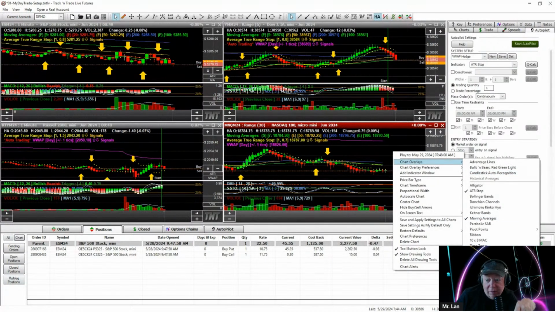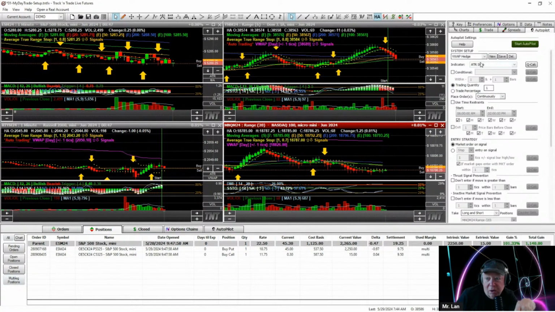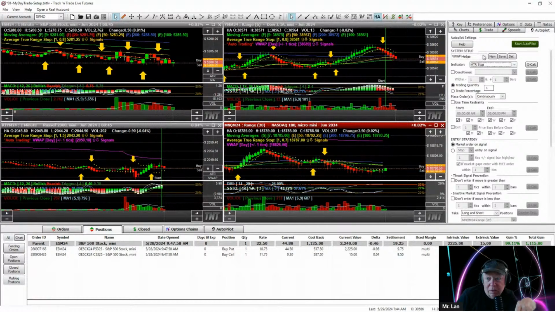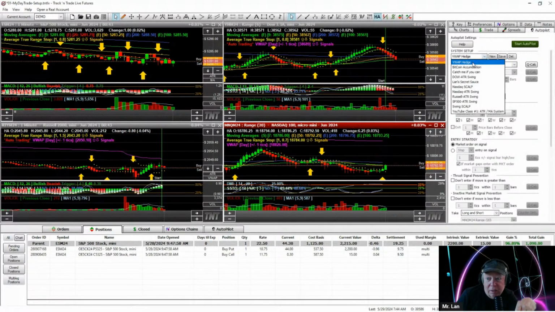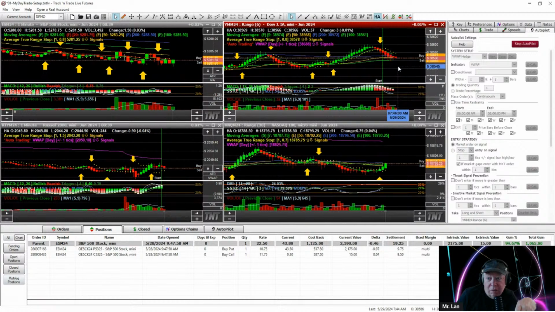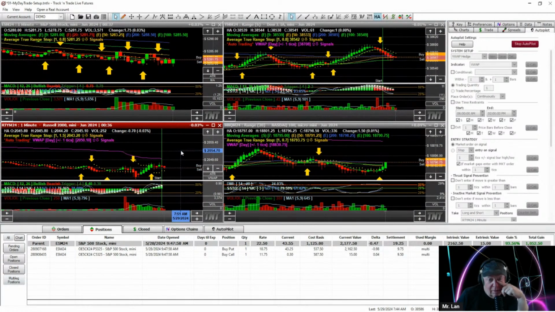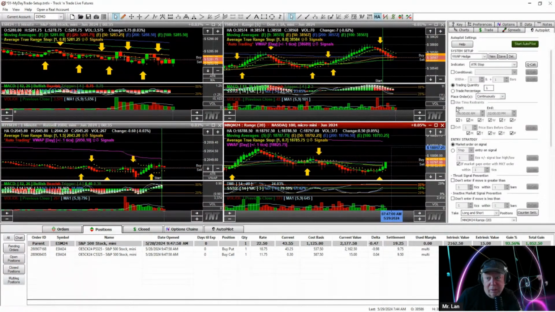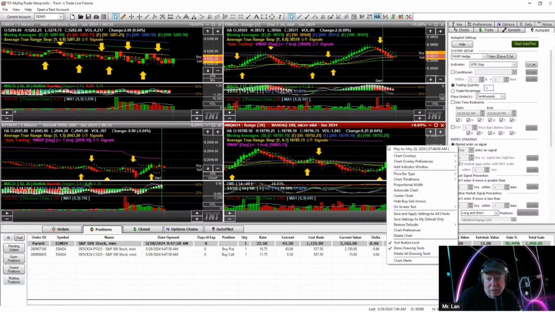Chart overlay VWAP is on. Oh. Wait a second. VWAP hedge. VWAP. VWAP. That's weird.